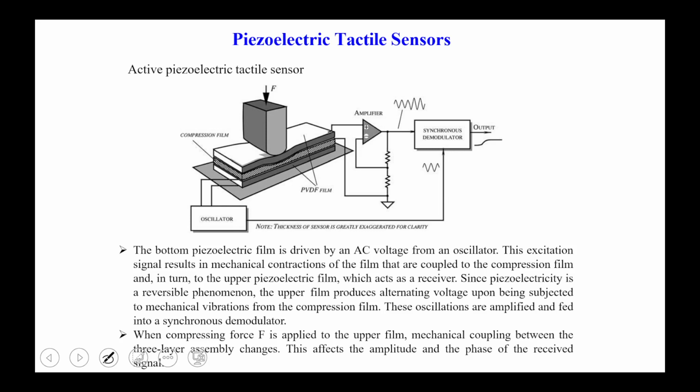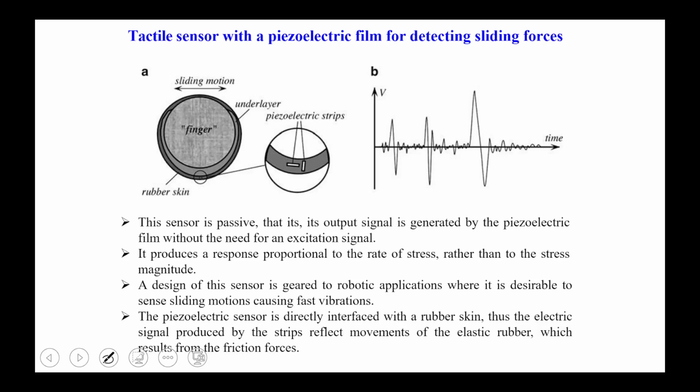This is the piezoelectric type of tactile sensor. We have the PVDF film layer for sensing. We use an amplifier to amplify the low signals, and we take the output from that. This is the piezoelectric film for detecting sliding force. We use finger rubber skin on that, and you can see in this diagram that when we touch with pressure, it gives some signal on the time scale.